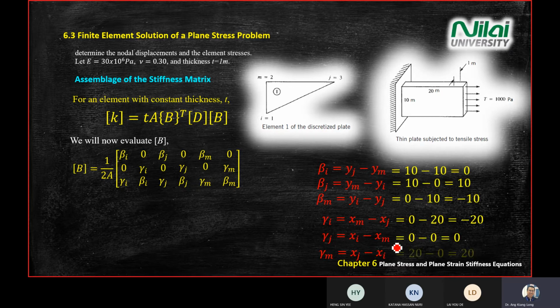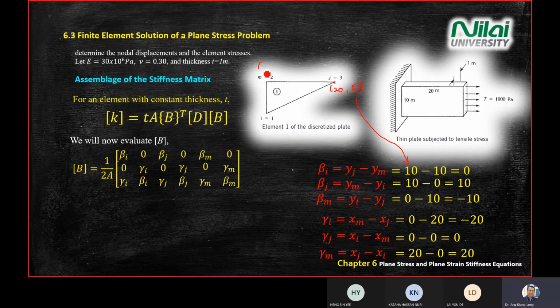I show you on the screen here. It should be very direct. So for example, beta i equal to yj minus ym. Yj is here. So this coordinate is 20, 10. So yj is 10.